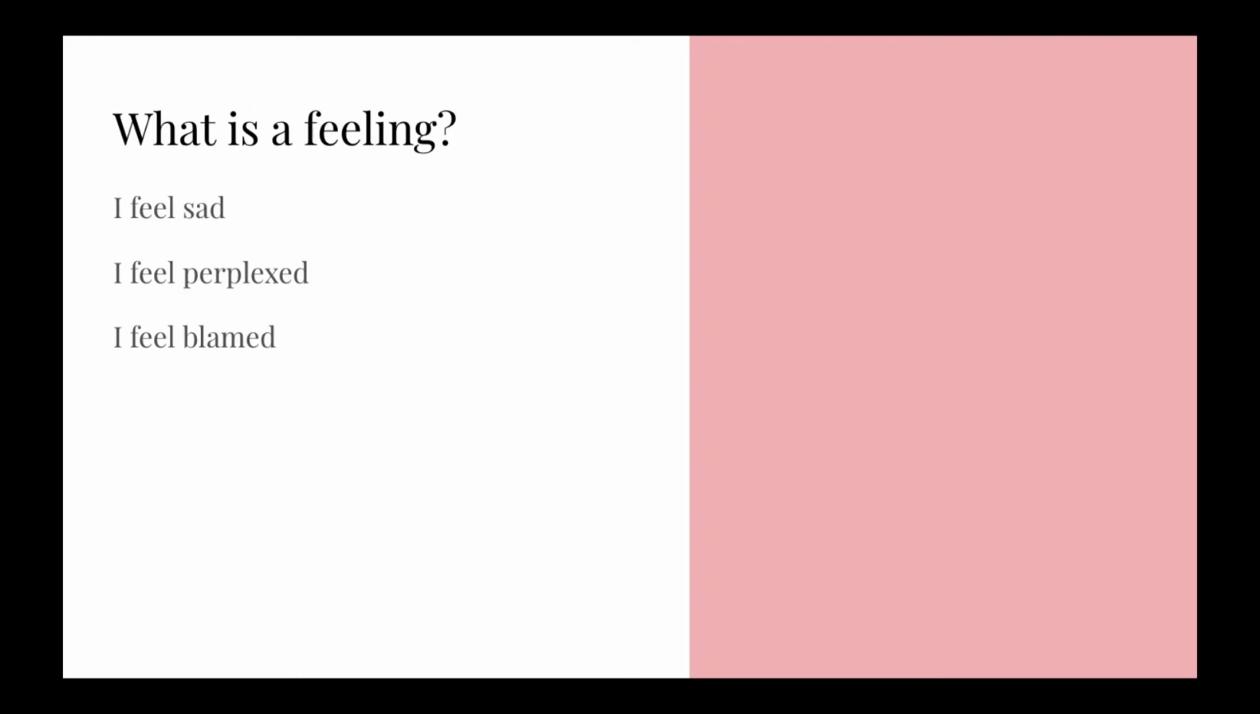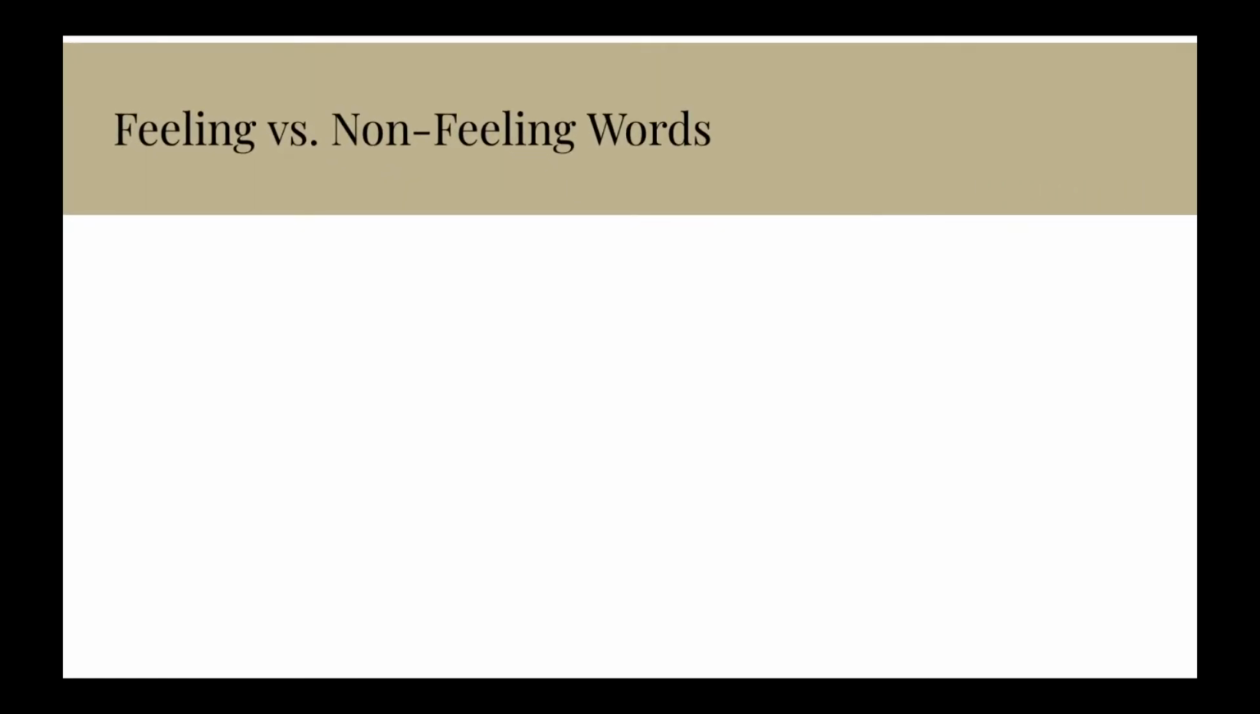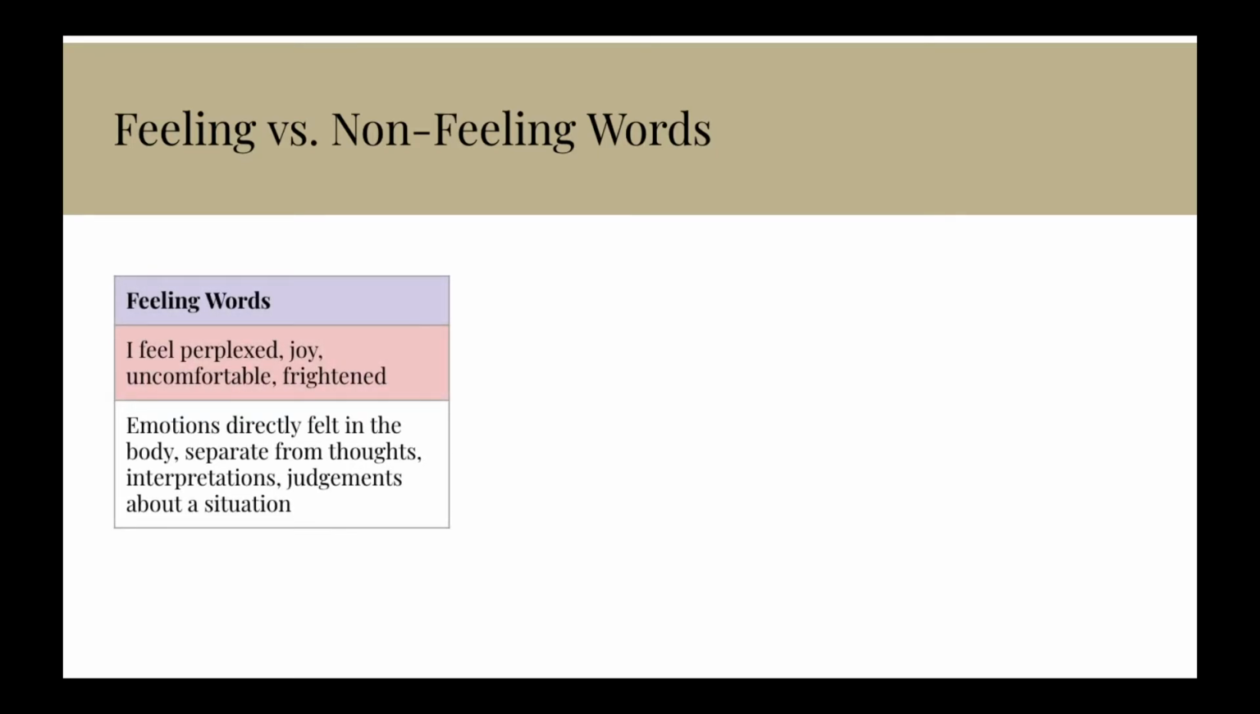Now, one of the things I explained in the previous section of the clip as something important to do is to identify and name your feeling, to accept that, and to share that with the other person in a non-judgmental or non-blaming way. So, I'm going to be explaining in this section how we can share our emotions in such a manner. Now, there are different ways to express the same emotional experience, and they come in the form of feeling and non-feeling words. Feeling words are words like I feel perplexed, or joy, or uncomfortable, or frightened.